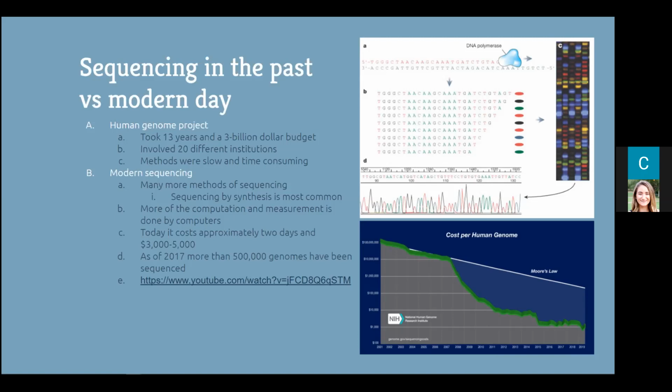And lastly, since I don't have the time to go through and explain exactly how sequencing works, we've got a YouTube video that explains both how Sanger sequencing works and how next generation sequencing works. So if you're interested and want more information on the nitty gritty and some of the other processes other than sequencing by synthesis, that link is there for you.